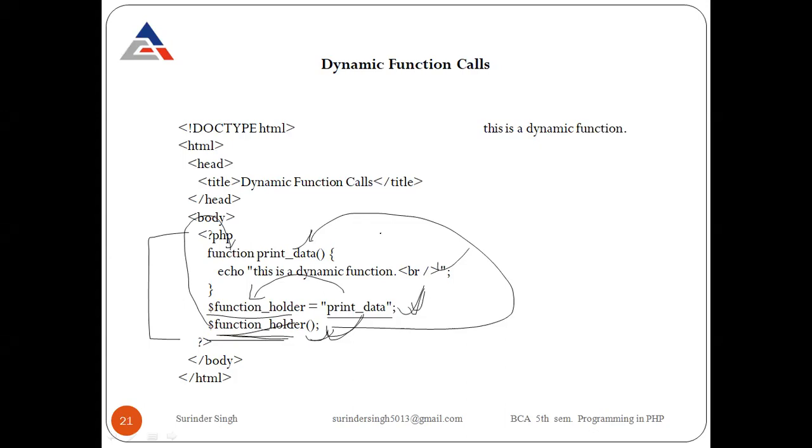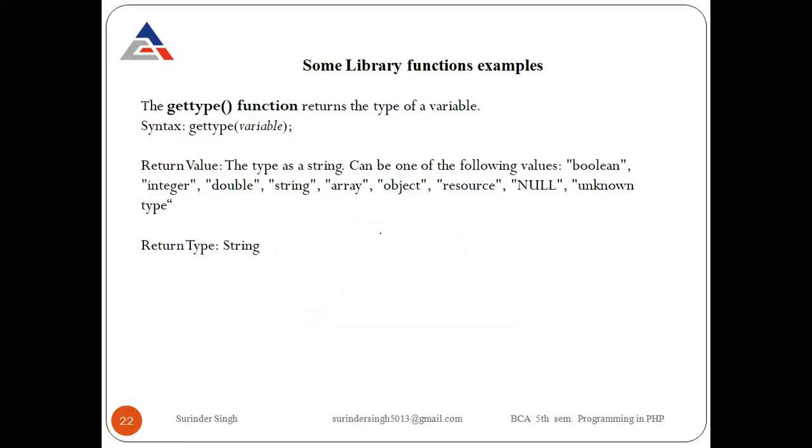Okay, this is all about dynamic function calls. Now we have some inbuilt functions like the gettype function. Now what does this function do? It returns the type of a variable. Clear? For getting the type of a variable, you can use this gettype function, and the types it can return are boolean, integer, double, string, array, object, resource, null. Clear?